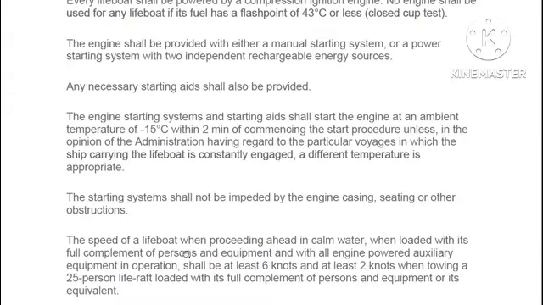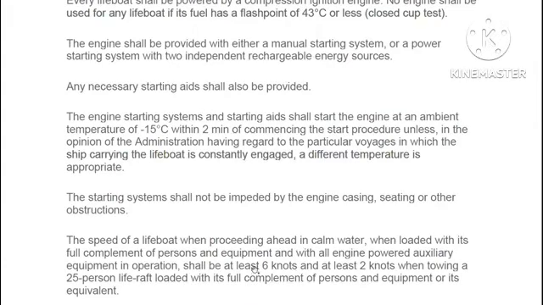The speed of the lifeboat when proceeding ahead in calm water, when loaded with its full complement of persons and equipment, and with all engine powered auxiliary equipment in operation, shall be at least 6 knots. Okay, so this has to be the speed. So you have seen what the temperature is, what the flash point of the fuel has to be, what type of engine has to be there, what the speed estimate is.